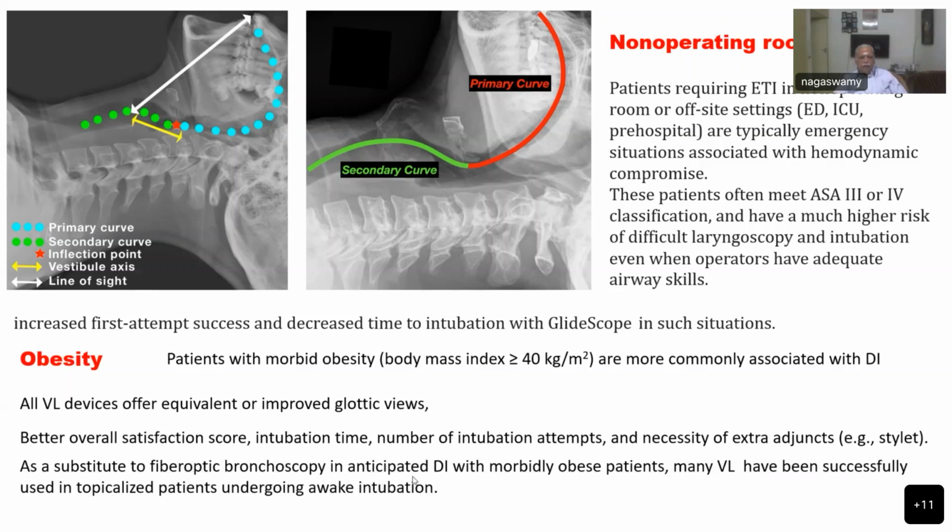In an anticipated difficult airway of a morbidly obese patient, many video laryngoscopes have been used in topicalized patients undergoing awake intubation. So, in a morbidly obese patient with an anticipated difficult airway, it is always safe to go for an awake intubation under topical anesthesia. And for that, more than the Macintosh, the video laryngoscope is a very useful instrument instead of using the bronchoscope.